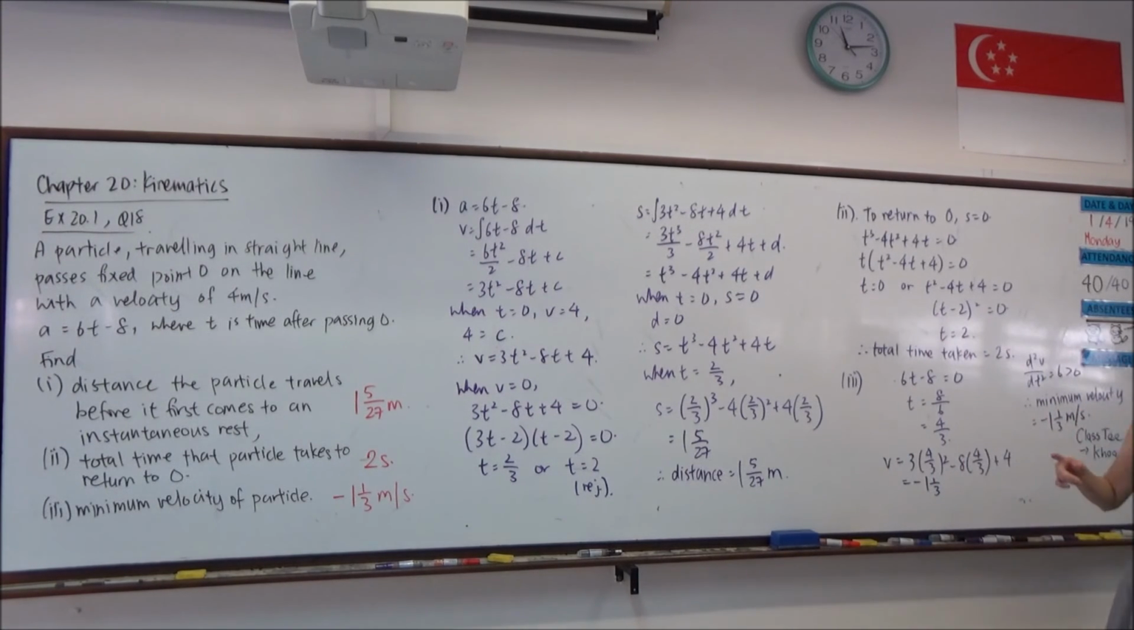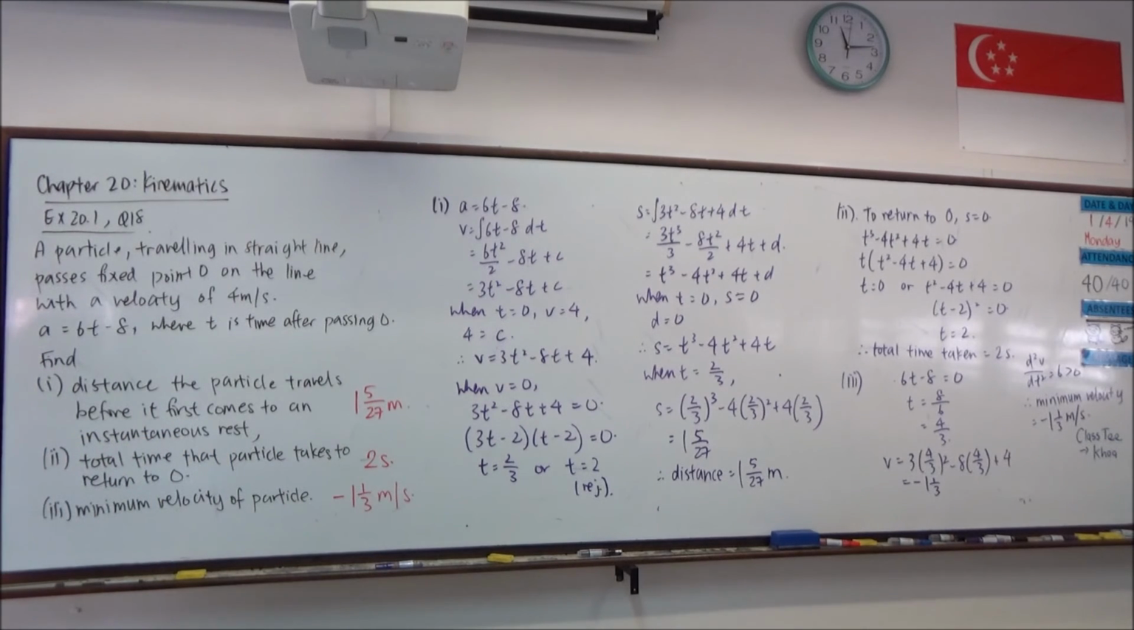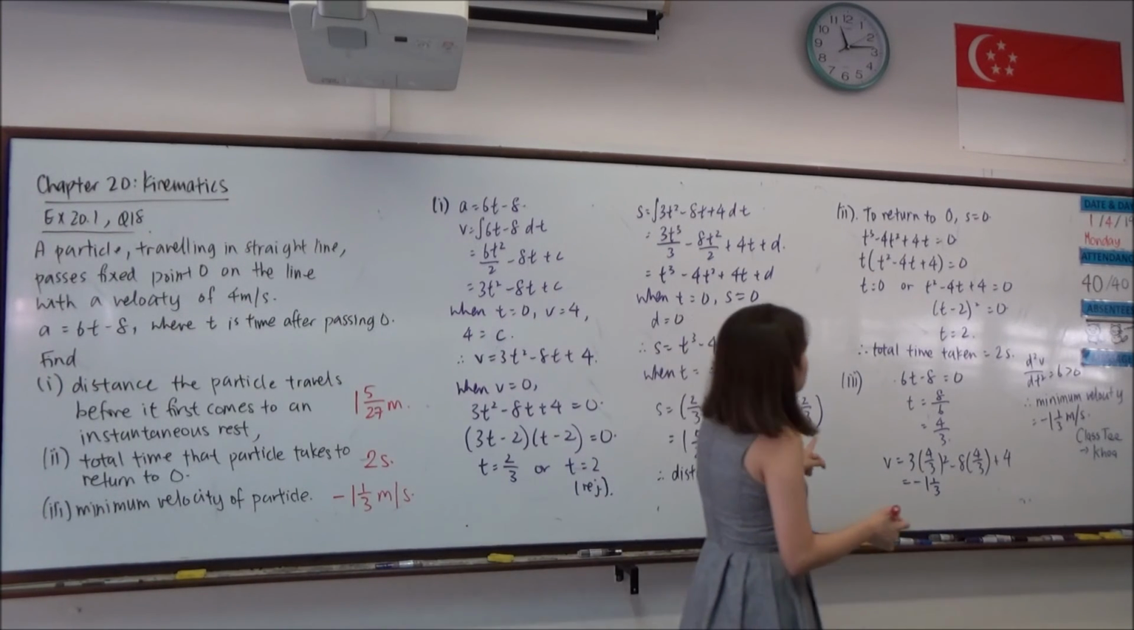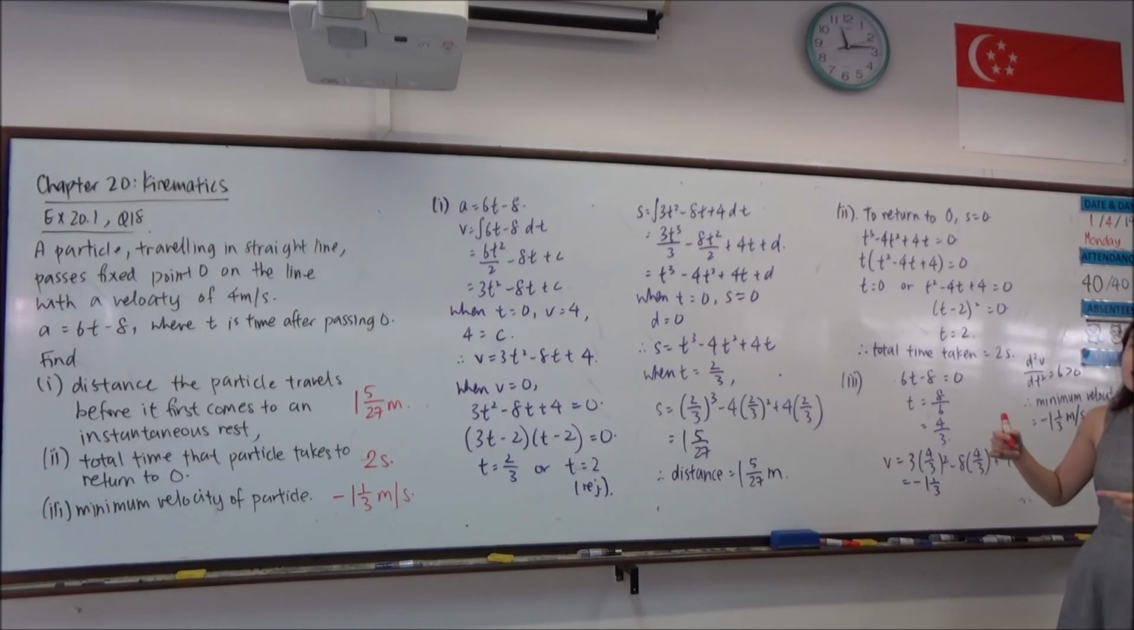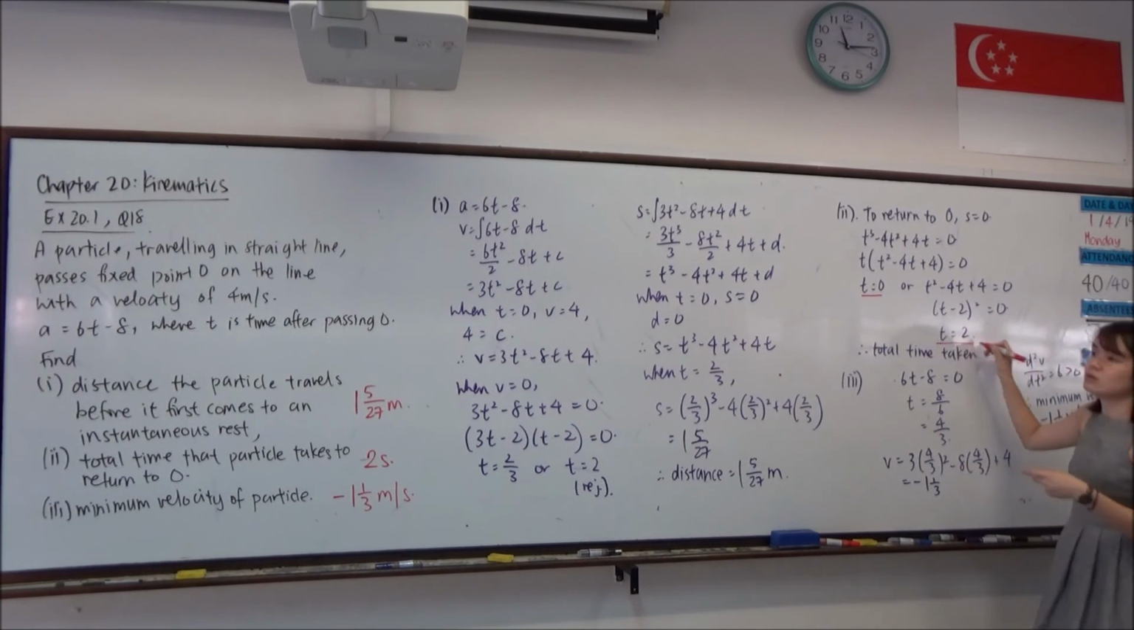Okay, are you all done with this? Could I just explain certain things? For part 1, any problems? For part 2, the question wants you to find out the total time that the particle takes to return to O. Returning to O means that S is equal to 0. So you need to actually solve it to find that T equals 0 and T equals 2.